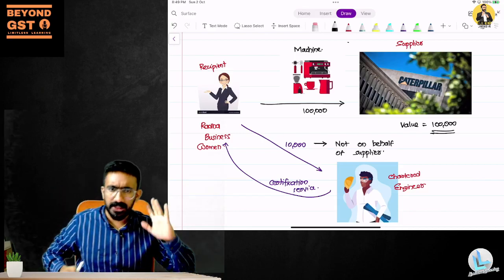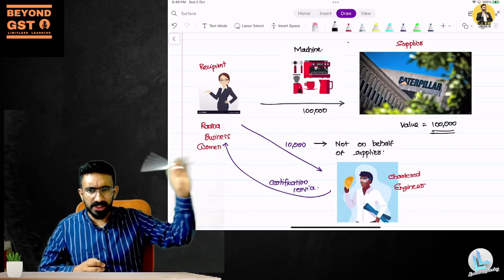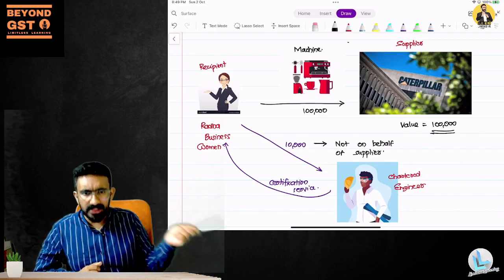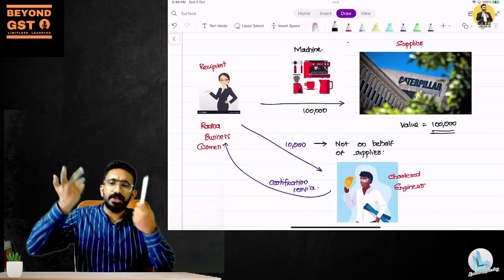You take the machine from me. Okay, so Caterpillar says you take the machine from me, you directly go to the chartered engineer. Rather, you go to the engineer. Let the engineer do certification for you. You pay him the money.